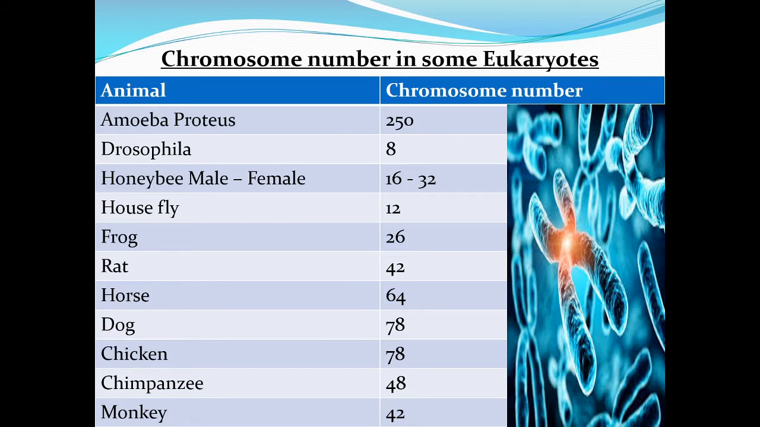This table shows the chromosome number in some eukaryotic species. Here also we can see that the rat and the monkey have the same number of chromosomes. If we consider the size of the rat and monkey, the rat is so small and the monkey is much bigger than the rat, but they have the same number of chromosomes. So the chromosome number is not related to the size of the organism.